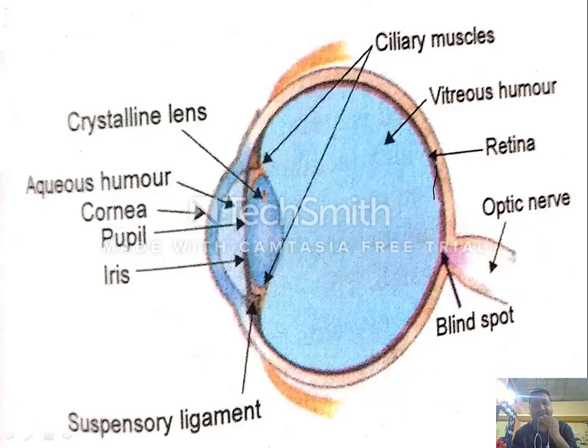So behind this iris, there is a biconvex lens. This is crystalline in nature, made up of flexible transparent tissue. This is held by a special type of body called ciliary body or ciliary muscles. So these are ciliary muscles, and these are known as suspensory ligaments. Then this region is vitreous humor. These are aqueous humor. And this is optic nerve, and this is the retina.